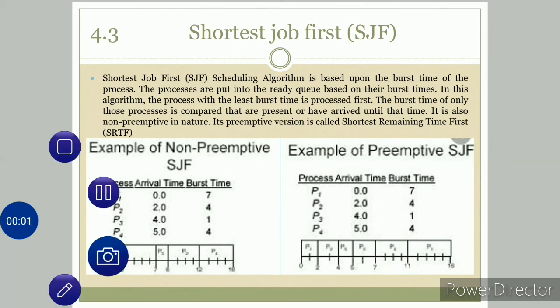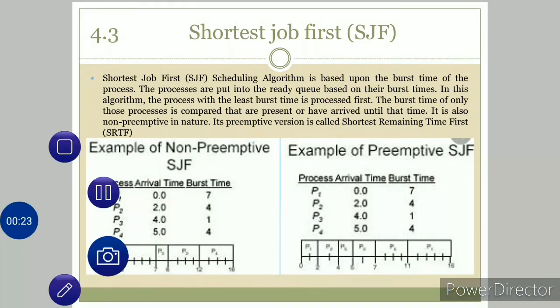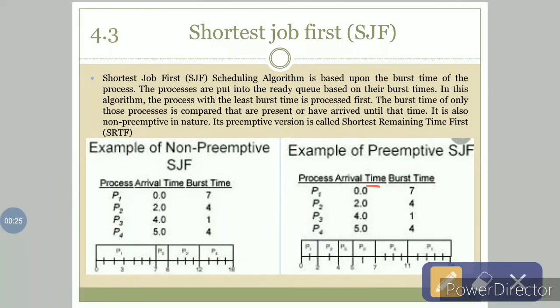Next we'll see preemptive SJF. As I've already discussed, preemption means we can halt the execution of the process which is currently executing. Let us see how it works with the help of this example. Again the same thing, processes P1, P2, P3, P4 are given with their arrival time and burst time. First P1 arrives at time 0, so P1 comes in and starts its execution.